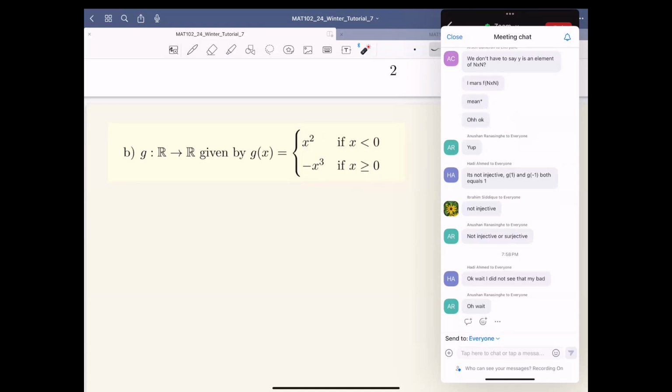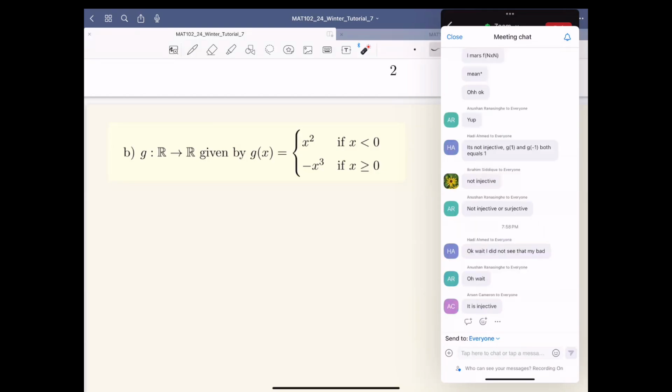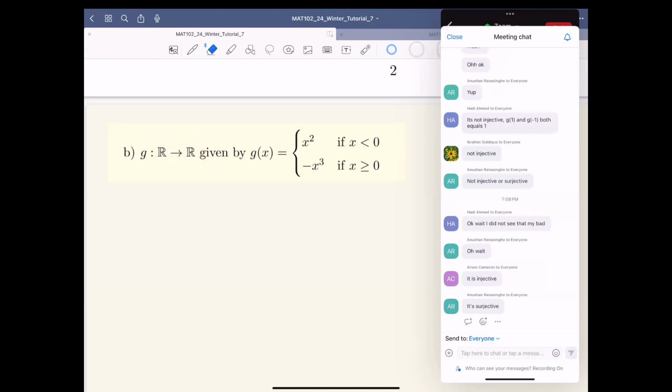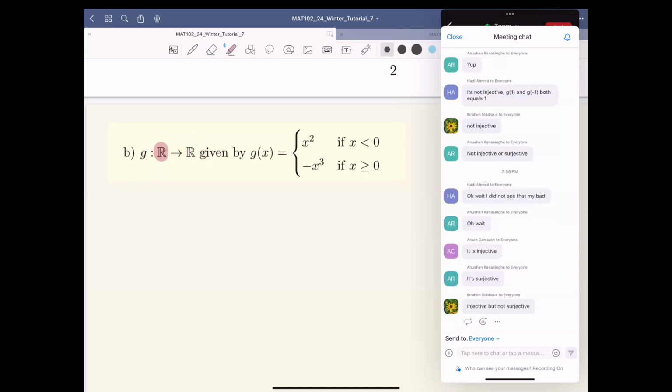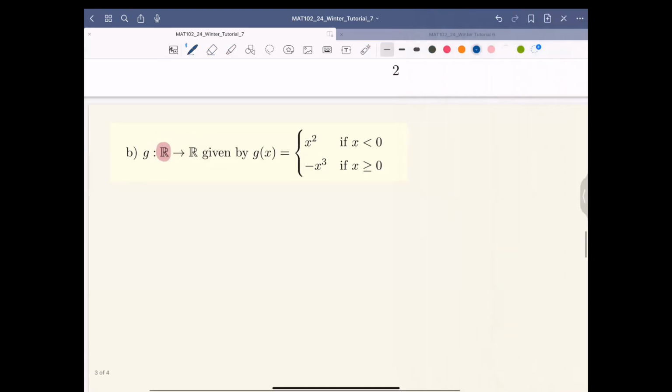Okay, you know what? Let me draw a graph for you. Because this is mapping from R to R. If the domain is the real numbers, you can basically draw the graph to determine if it's injective or surjective. So let me draw the graph for you.